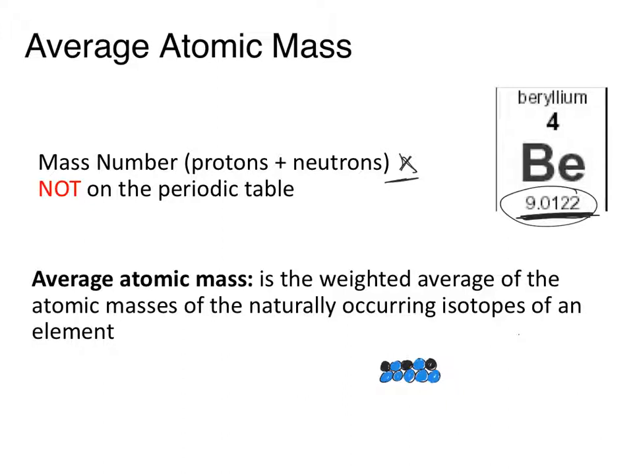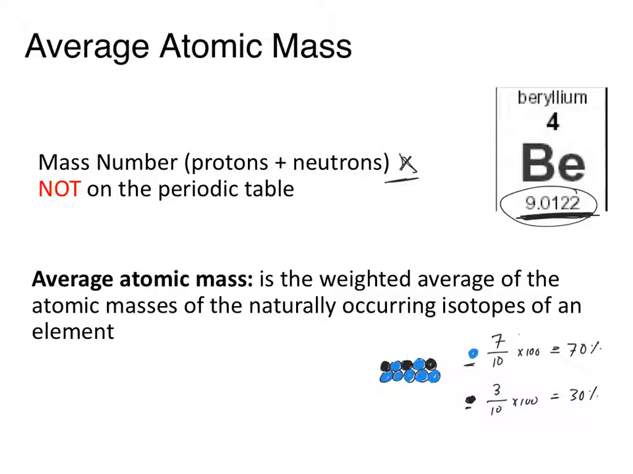Okay, so in this particular case, 7 out of 10 of the atoms correspond to the blue isotope. On the other hand, 3 out of 10 of the atoms correspond to the black isotope. So if we multiply this by 100, and this by 100, this is going to give us 70% of the atoms corresponding to the blue isotope and 30% corresponding to the black isotope.